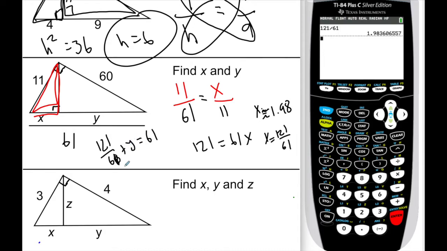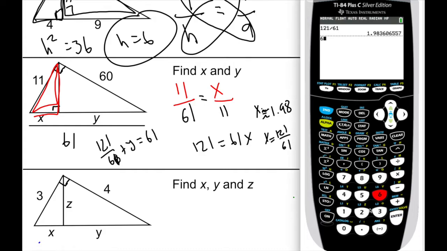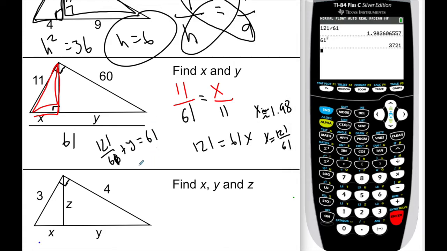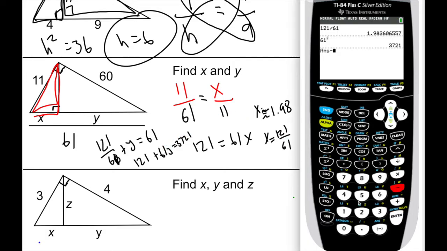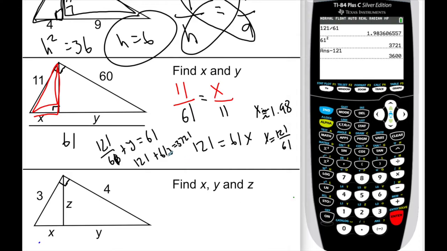This has to be true. And if I actually come through and multiply everything by 61, I just needed to figure out 61 squared. 3721. So 121 plus 61y equals 3721. Okay, I subtract 121. I'm trying to get y alone. 3600. Okay, so 61y equals 3600.